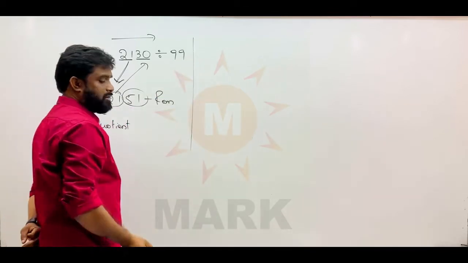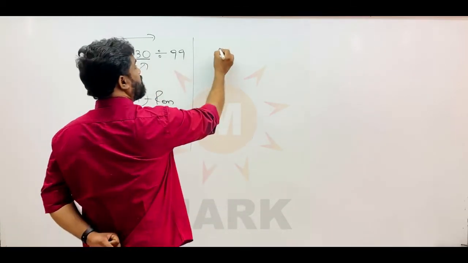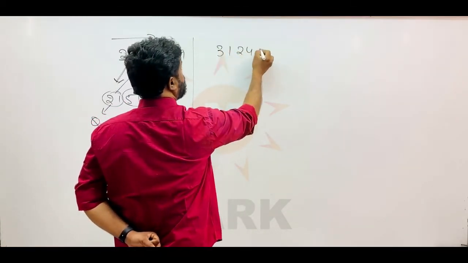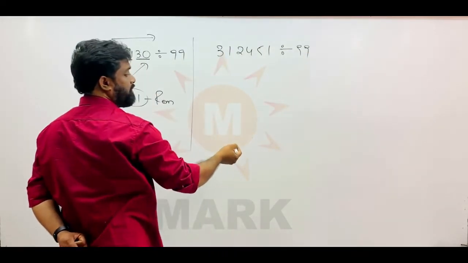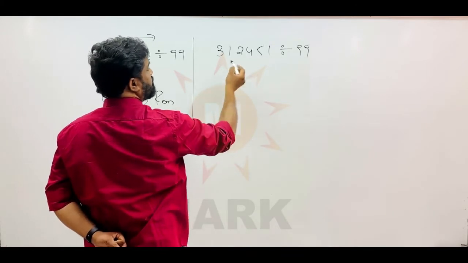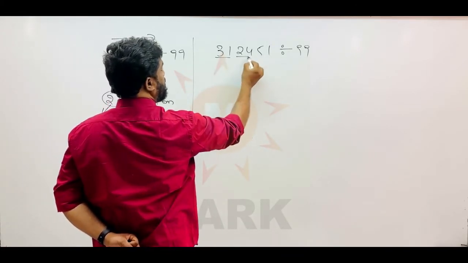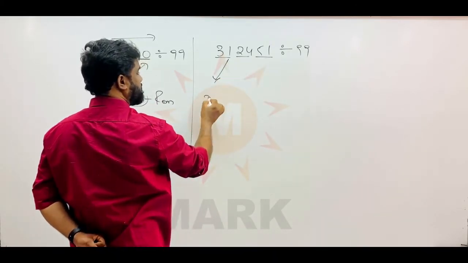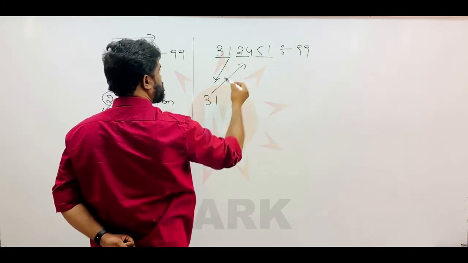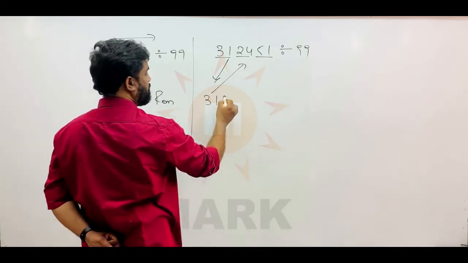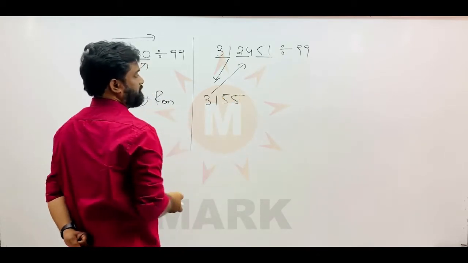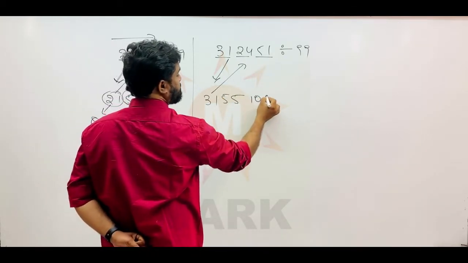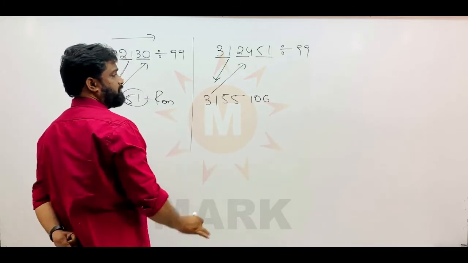Suppose I am taking one more example, 312451 divided by 99. So here also everything is going on a 2-digit number basis. So clearly we can write here 2 digits. I am dividing the number. First I am writing 31 as it is. So 31 plus 24 is 55. Now 55 plus 51 is 106.